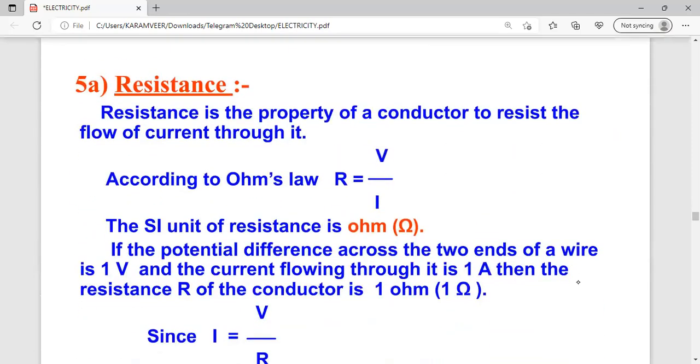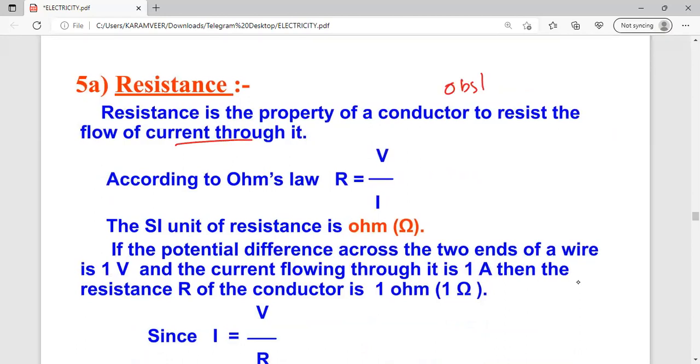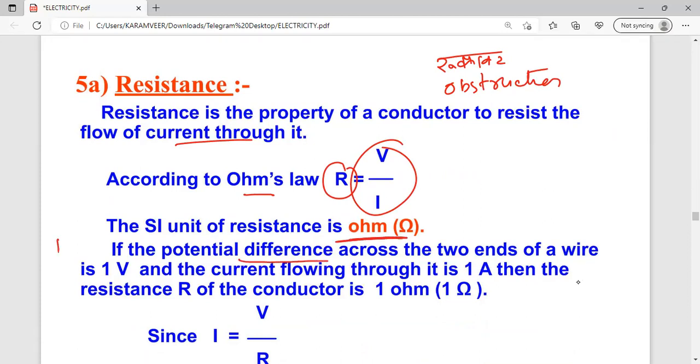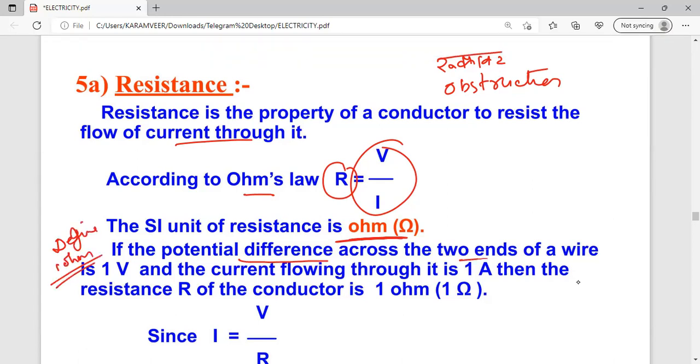Next is resistance. So what is resistance? Resistance is basically a property to resist the flow of current. Obstruction to the flow of current, rukawat. Basically resistance means rukawat. So from Ohm's law, R is equal to V upon I. It is also defined as the ratio of potential difference to the current flowing through the circuit. The SI unit of resistance is ohm. Next question is define 1 ohm. If the potential difference across two ends of the wire is 1 volt, अगर 1 volt है and current क्या है, 1 ampere, then resistance क्या होगा, 1 ohm.